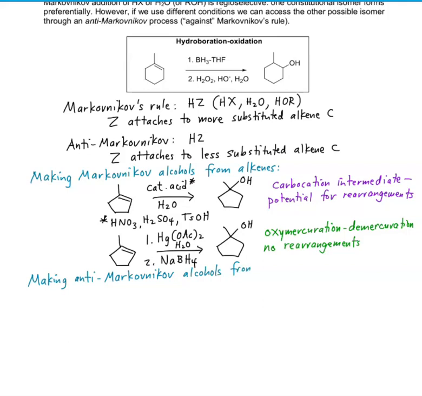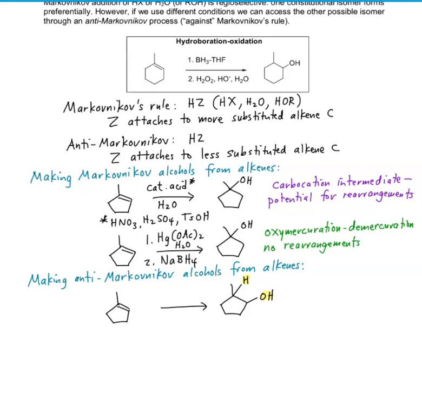So starting from an alkene, we'll just use the same example. What we want is the result where, yes, we're adding the elements of water across the alkene, but instead of having the OH group attached to the more substituted carbon, it attaches to the less substituted carbon. Okay, so these two components are new in the reaction.